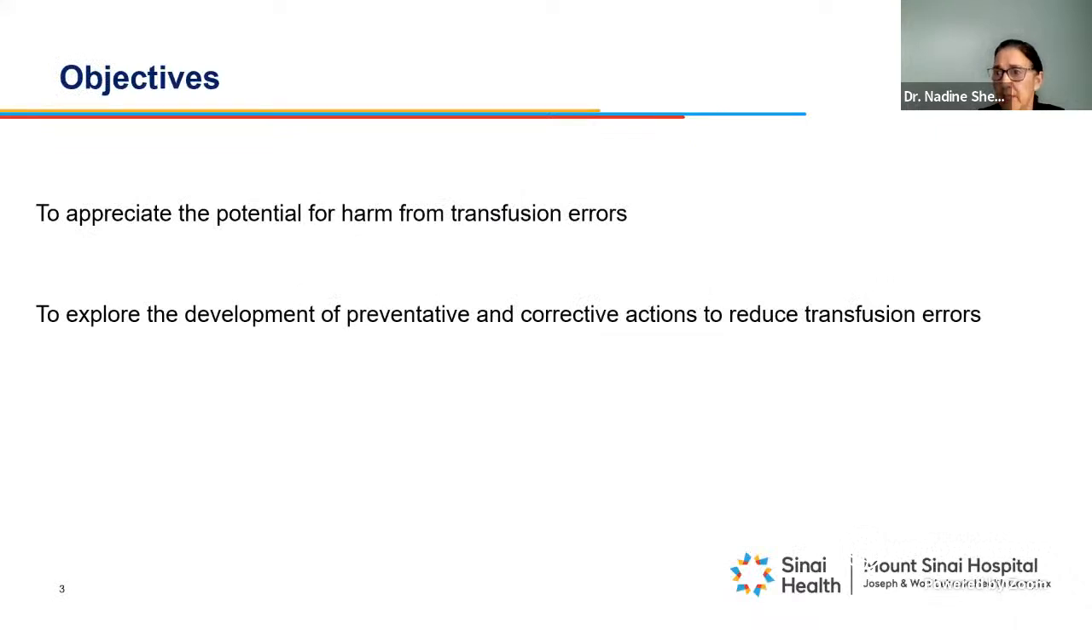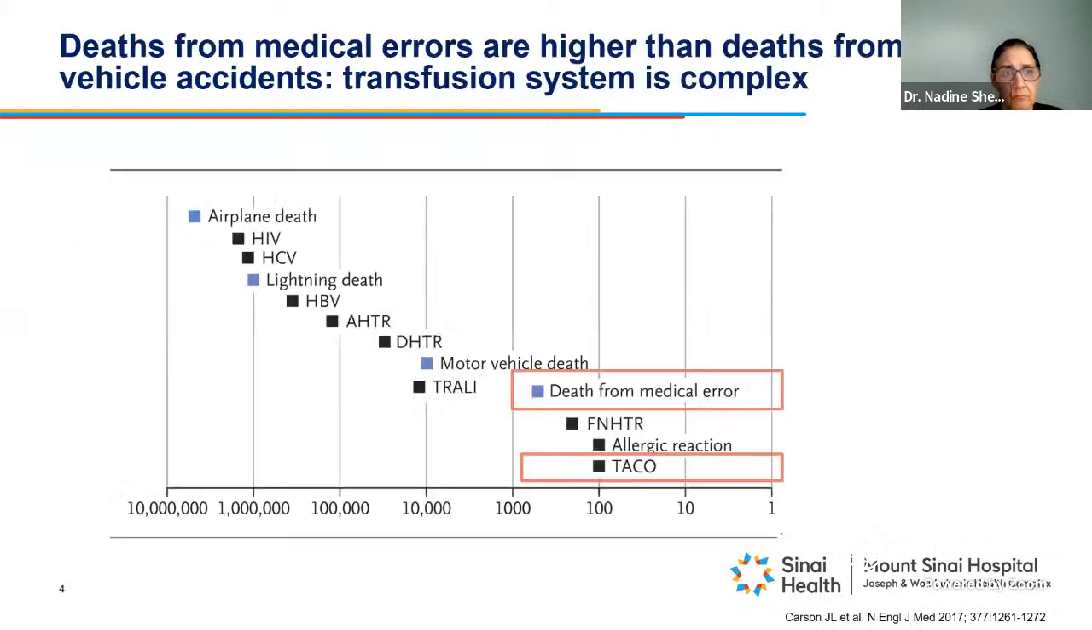I have two objectives for the next 20 minutes or so: for you to appreciate the potential for harm from transfusion errors, and to explore the development of preventive and corrective actions to reduce the risk of these transfusion errors overall. Deaths from medical errors are higher currently than deaths from motor vehicle accidents. That is because, as Manuel and Titus had discussed, the transfusion system is quite complex.